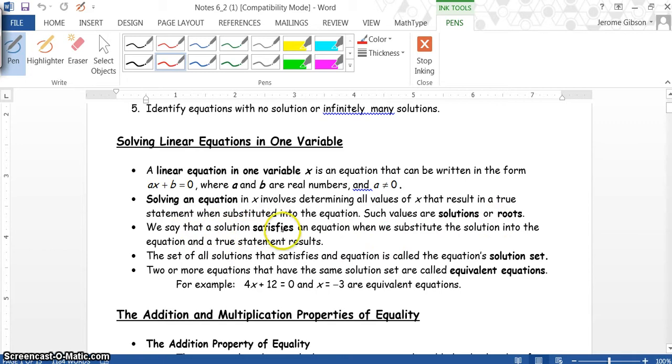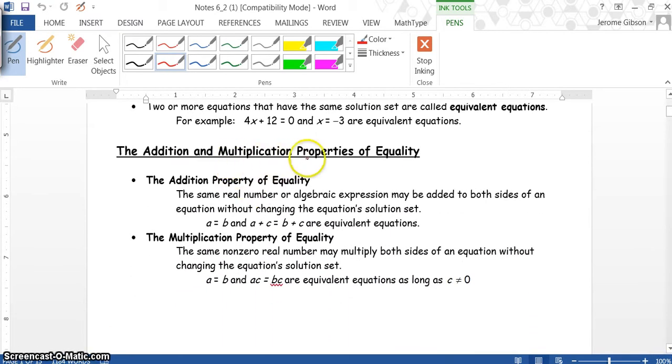We say that a solution satisfies an equation when we substitute the solution into the equation and a true statement results. The set of all solutions that satisfies an equation is called the equation's solution set. Two or more equations that have the same solution set are called equivalent equations. For example, 4x plus 12 equals 0 and x equals negative 3 are equivalent equations.